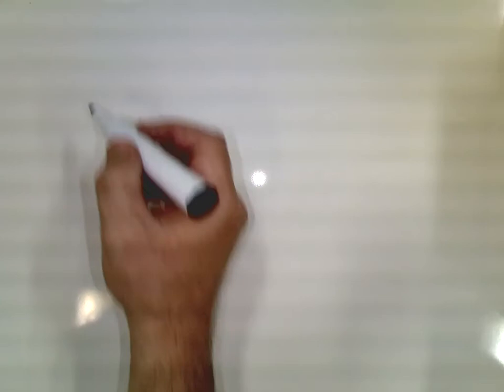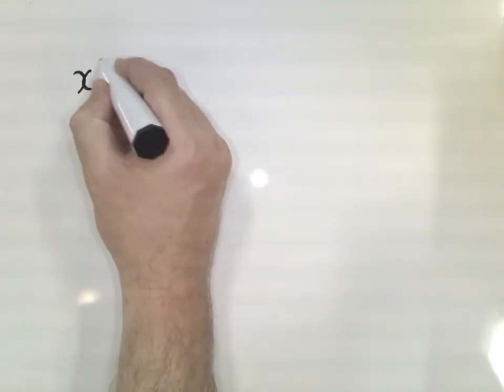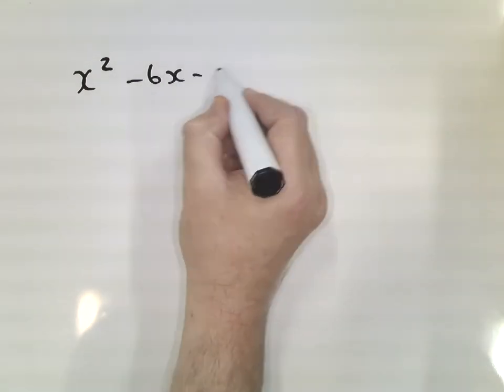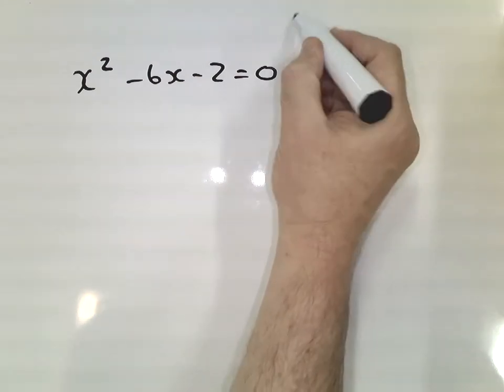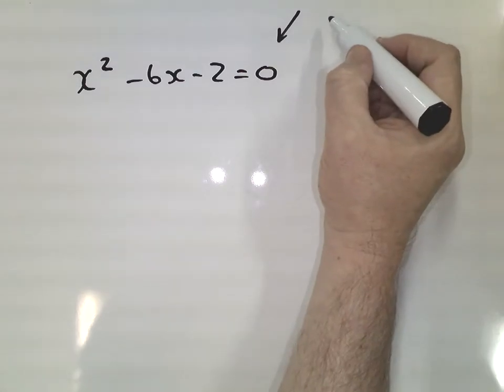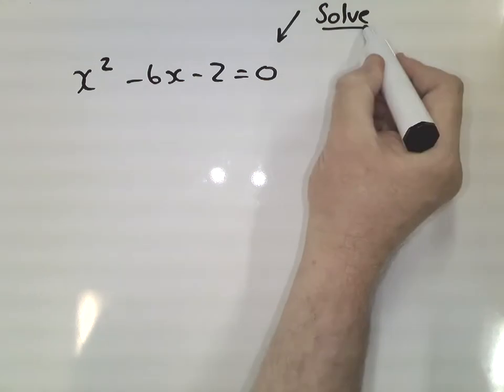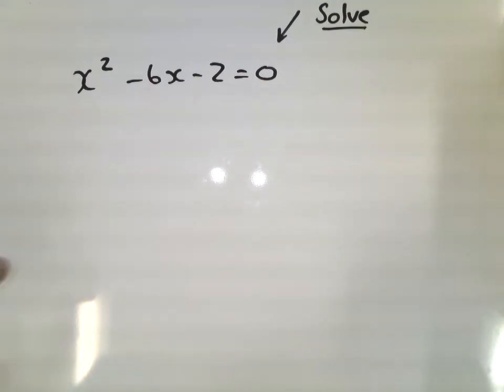Yeah, so we're just going to look at working with the quadratic formula today. I'm just going to start off with a pretty simple question: x squared minus 6x take 2 is equal to 0. Now remember, when we put this 0 on it, we're not factorising anymore, we are solving, okay? So we want to solve.